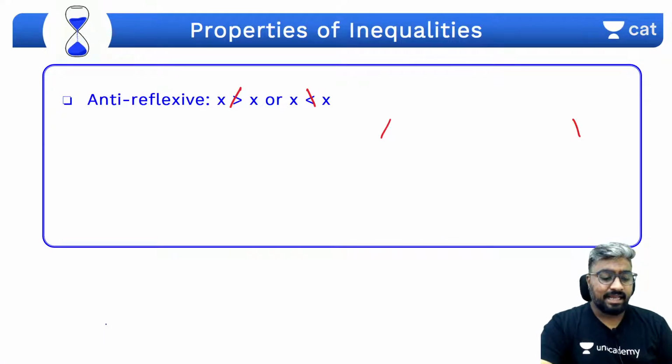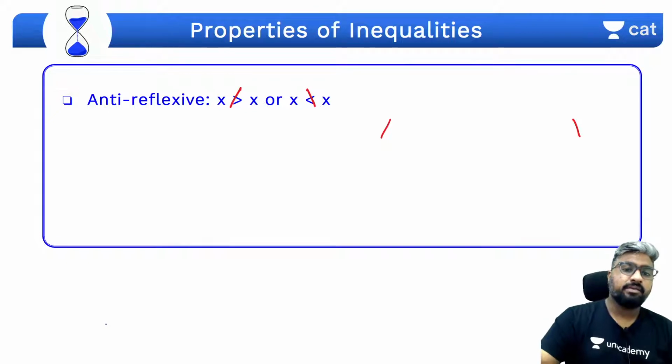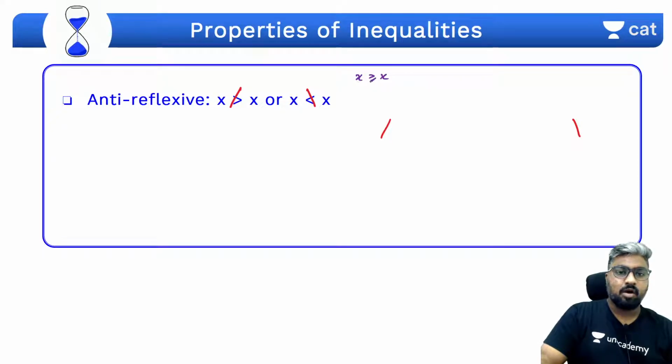Inequalities are anti-reflexive, that is x cannot be greater than itself or x cannot be less than itself. Yes, however I can say x is greater than or equal to itself. Because there is an or equal to part, we can say x greater than or equal to x is satisfactory. Same way, if I say x is less than x, that wouldn't exist, but x is less than or equal to x, that will still be allowed.